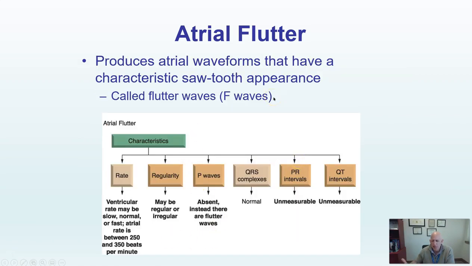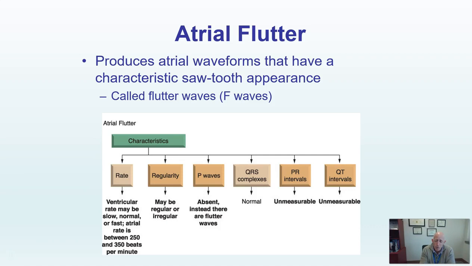So the classic appearance is described as a sawtooth or a serrated blade or a saw. That is kind of the characteristic. As I said, usually there's a fairly regular pattern to it, but it could be irregular. They can jump between what we call 2-to-1 conduction to 3-to-1 conduction or 4-to-1 conduction, meaning every second beat gets through, every third beat gets through, every fourth, and it doesn't always have to be the same. It can go back and forth.